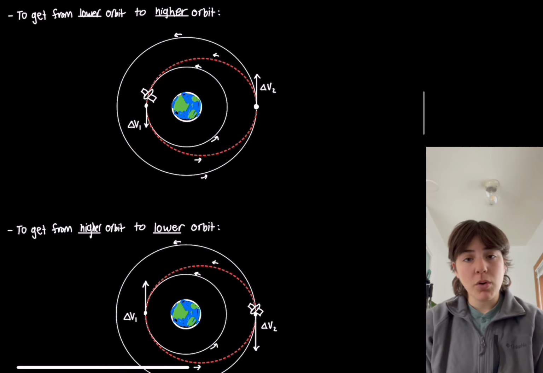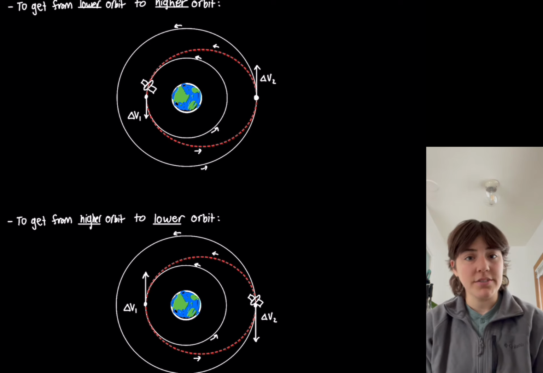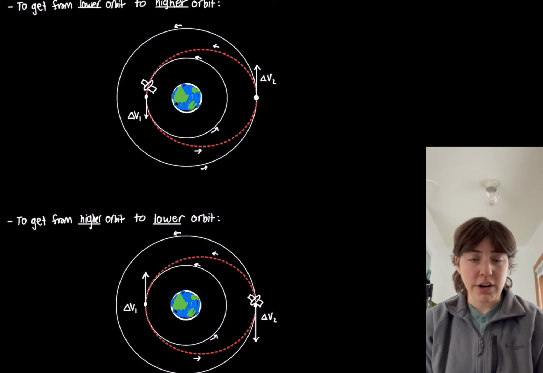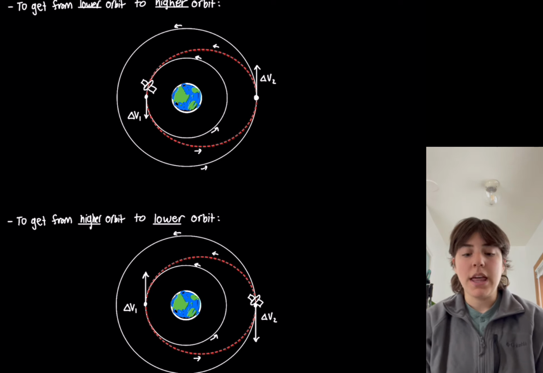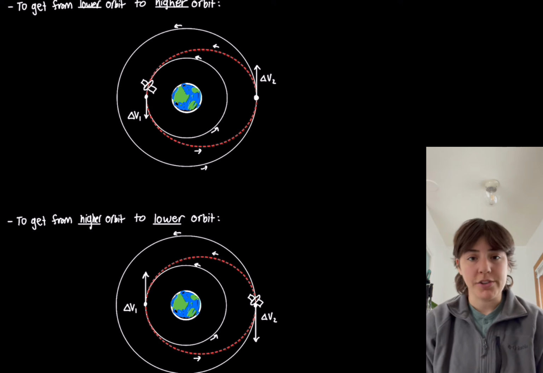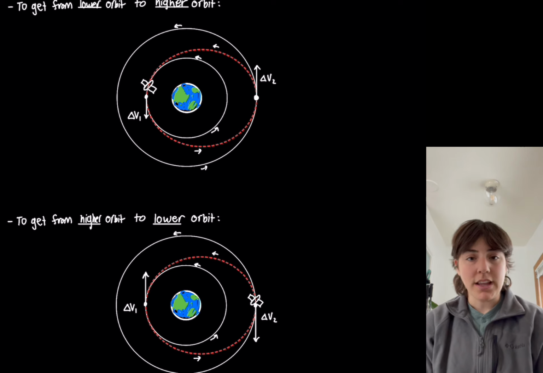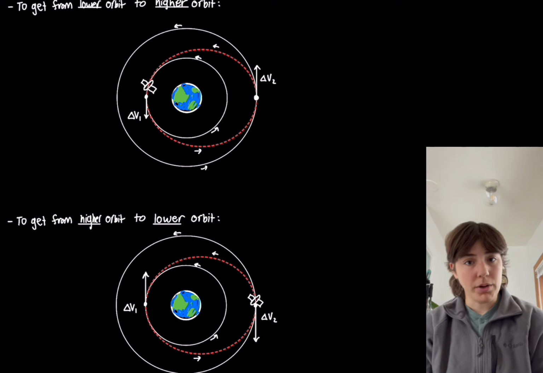So to get from a lower orbit to a higher orbit, we need to point our thrusters in a way that gets our delta V to be in the same direction as the direction of travel. We want to be adding velocity to the system. And then to get from a higher orbit to a lower orbit, we want to point them in the opposite direction. So we want our delta V's to be pointed in the opposite direction of travel to slow the vehicle down, to have it fall to a lower orbital radius.